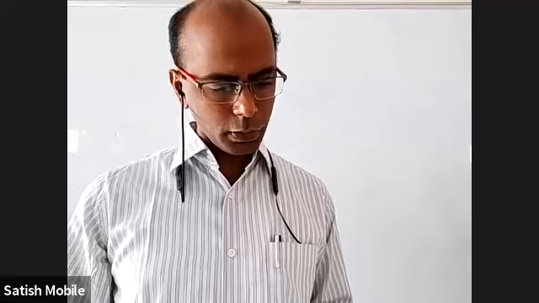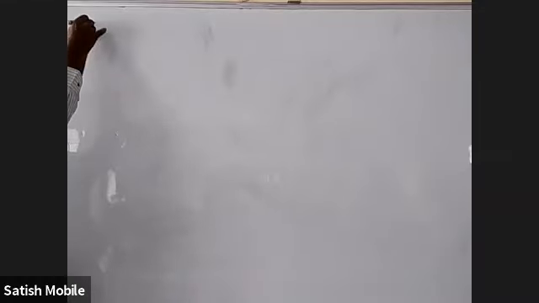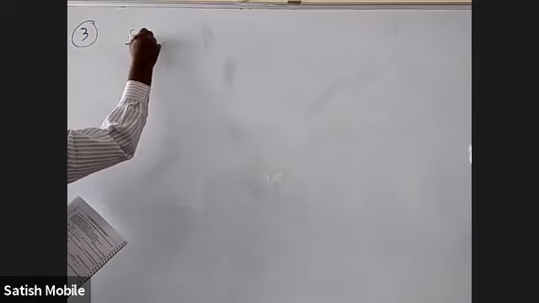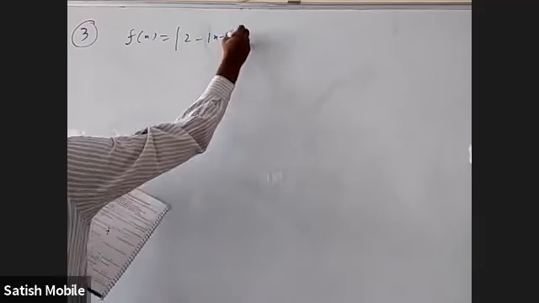Okay, yesterday we discussed part 2, first question, right? We have not discussed the third question. Okay, the third question is f of x is equal to mod of 2 minus mod x minus 3, with a mod.